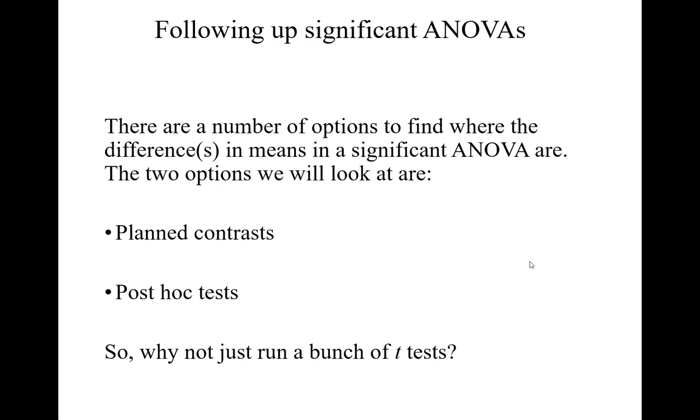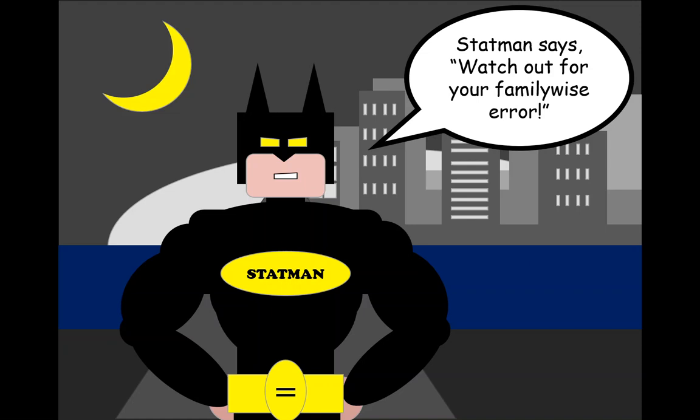So again, we asked this question before: why don't we just run a bunch of t-tests? You could just run a bunch of t-tests instead of running an ANOVA itself. But then when you do get a significant ANOVA, why don't you just run a bunch of t-tests to compare the groups after that? You could do that, there is potential to do that, but the issue is that you might end up with some family-wise error. So remember, Statman in the past mentioned that we need to watch out for family-wise error. That's why we don't just run heaps of t-tests.